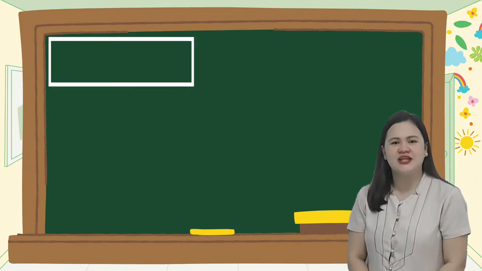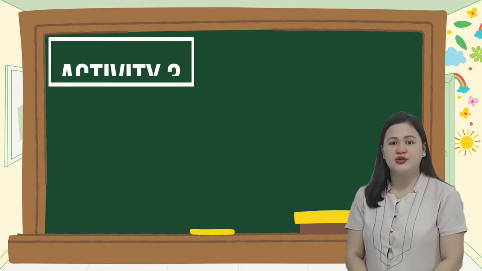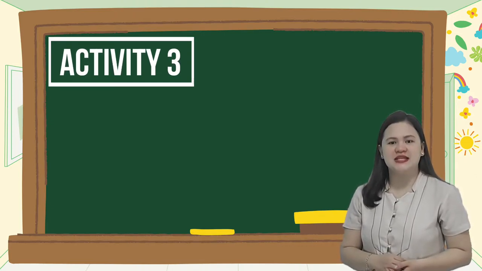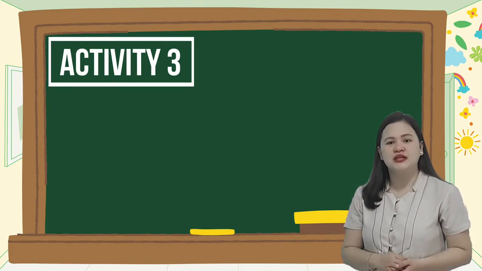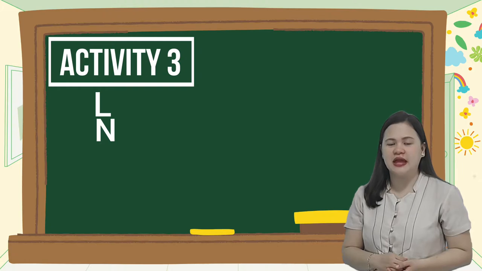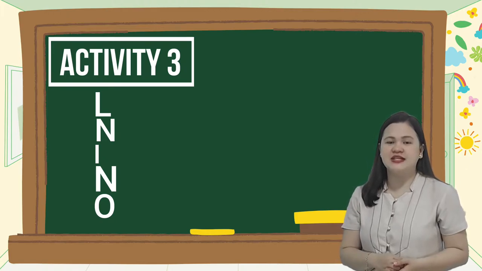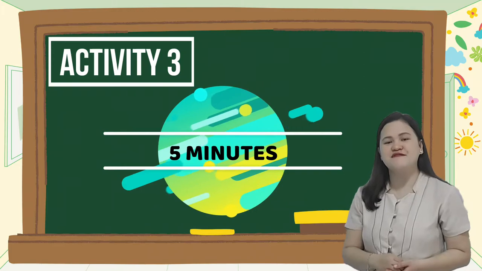Let's proceed to the next activity. You are going to make an acrostic. For instruction, write sentences that best describe El Niño using the letters L, N, I, N, O. The first letter E is done for you as an example. Do this activity for 5 minutes.